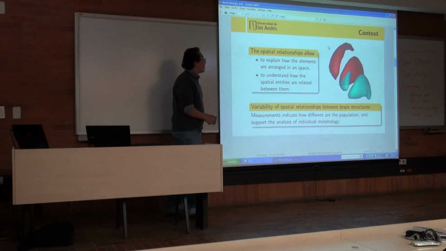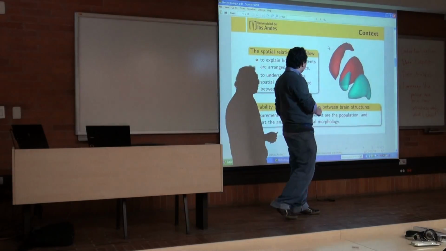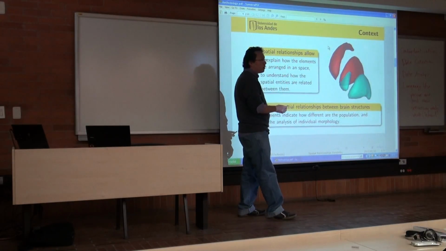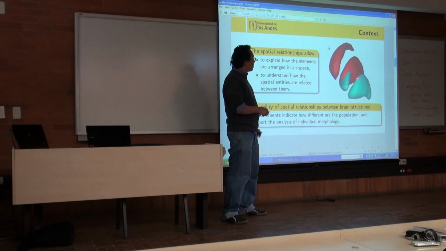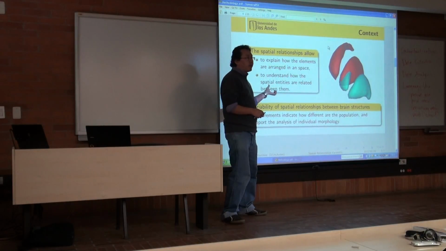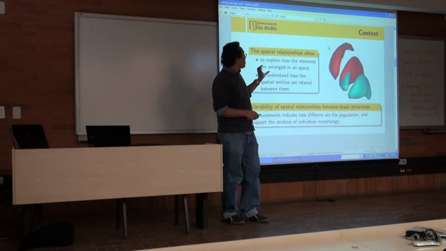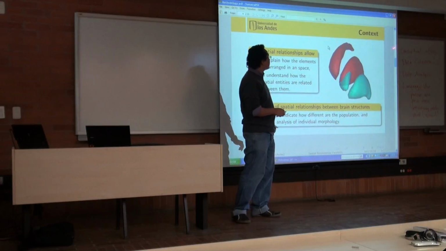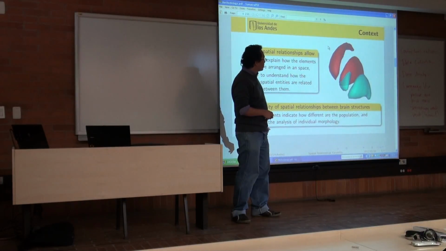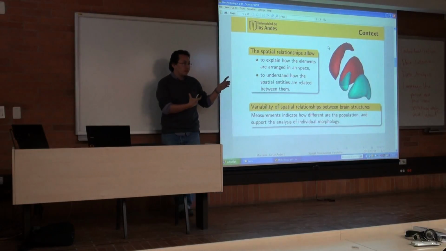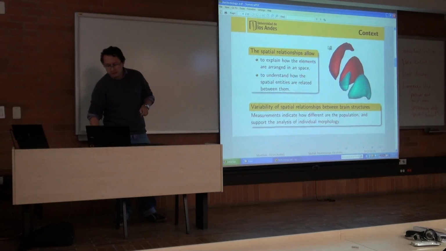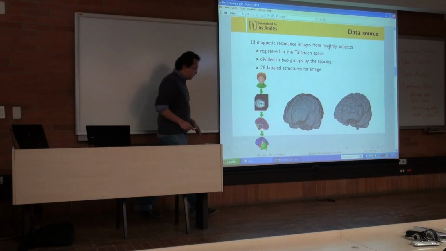So, for example, in red here we can see two brain structures from one subject, and those are from another subject. As you can see, maybe there are some variations between this structure and this one, but the relationship between them is the same. So we study that.